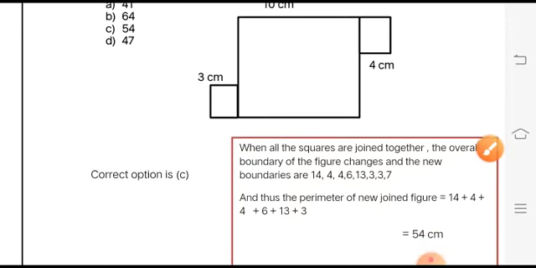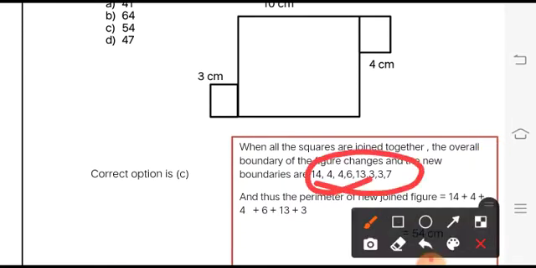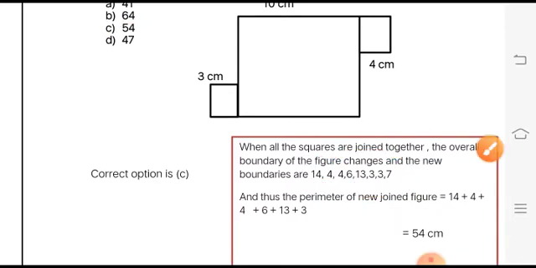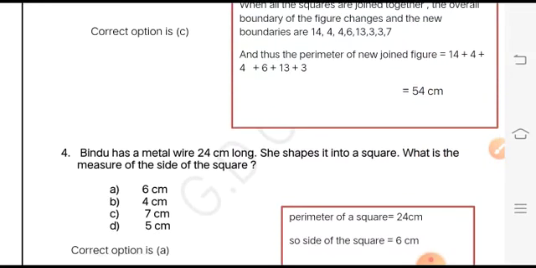So the perimeter will be different. That will be the sum of all these boundaries. When we calculate them, it comes out to be 54. So 54 will be the perimeter of the figure when the 3 squares are joined together.